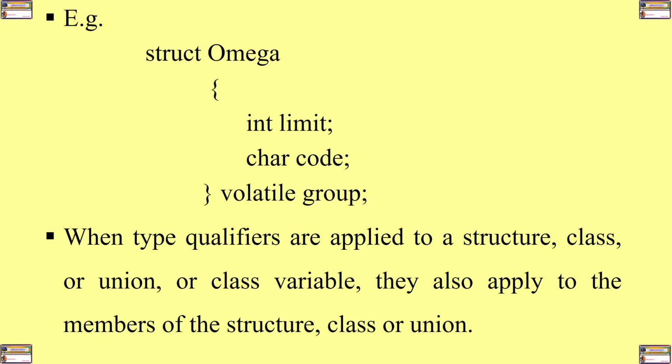So in this case, we have a structure called omega with the two members, limit and code. And the object to manipulate these members is called group, and that is volatile group. So we use the word volatile, rightfully, followed by the name of the object.